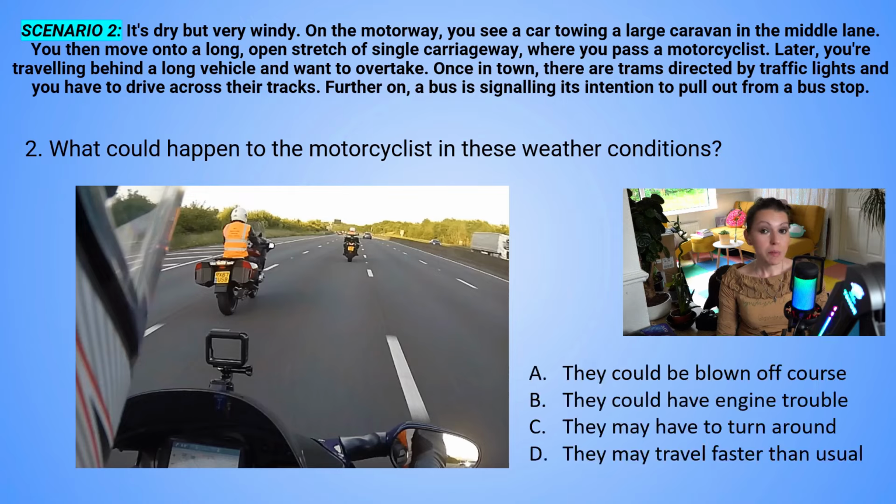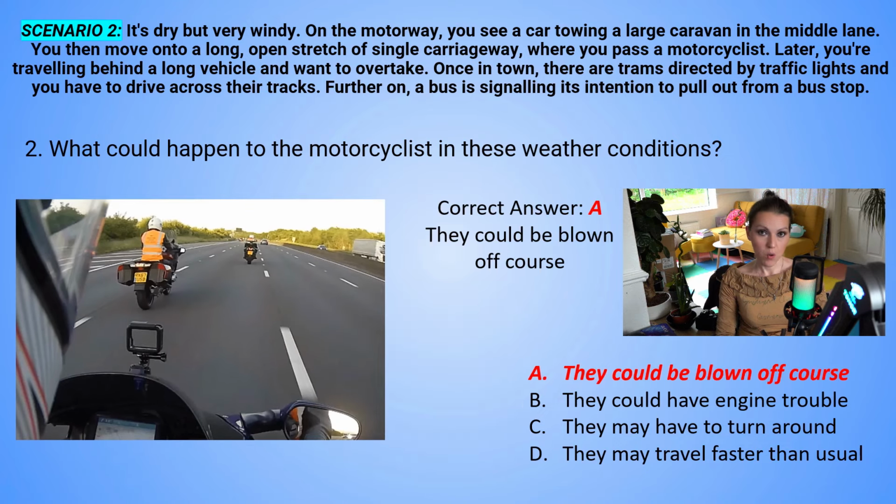A. They could be blown off course. B. They could have engine trouble. C. They may have to turn around. Or D. They may travel faster than usual. And the correct answer is A. They could be blown off course.